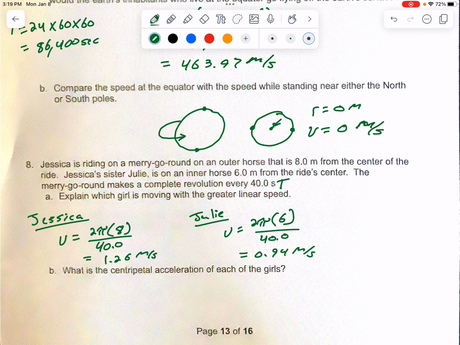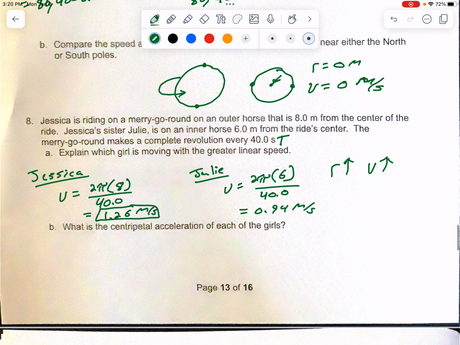So if we want to know who's going faster, that's definitely going to be Jessica. And the reason why is because if you look at their radius, if radius goes up, your velocity has to go up as well. What is the centripetal acceleration of each of the girls?